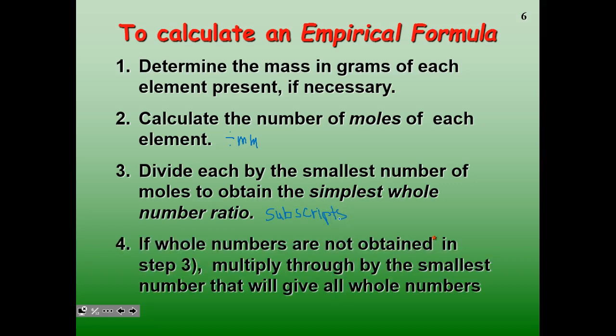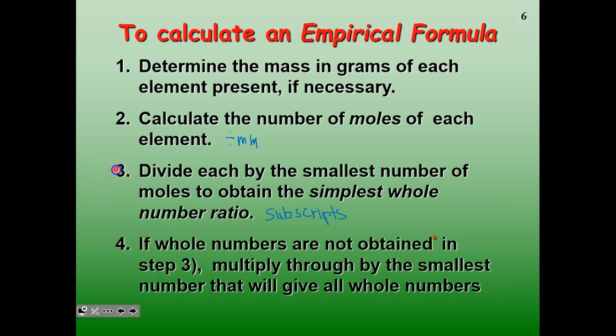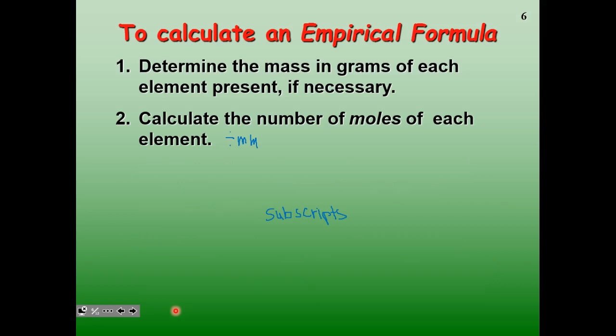Now, a quick note, sometimes in step three, you don't get nice whole numbers, okay? You might get like 1.5 or something. So if that happens, you need to multiply through by the smallest number that will give you a whole number. So for example, if I got 1.5 after step number 3, I might multiply through by 2 so that I could get the whole number 3. Okay, so those are the steps. Go ahead and pause and make sure you've gotten them all written down, and then let's do a couple of examples.